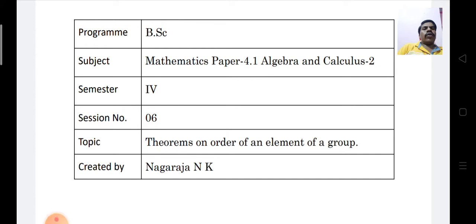In the last video lecture, we learned the definition of order of an element of a group, and also we solved some problems related to order of an element of a group. In this video lecture, let us learn theorems on order of an element of a group.